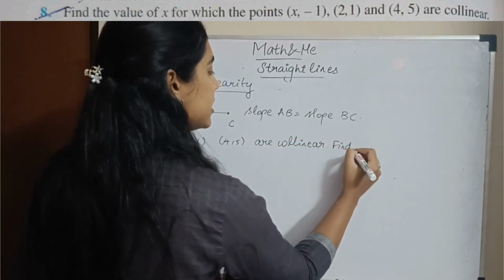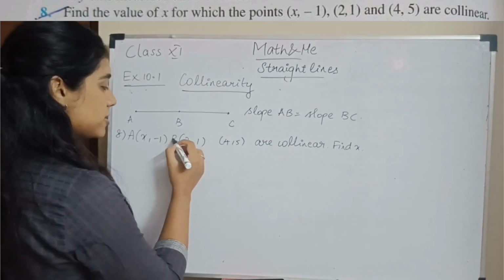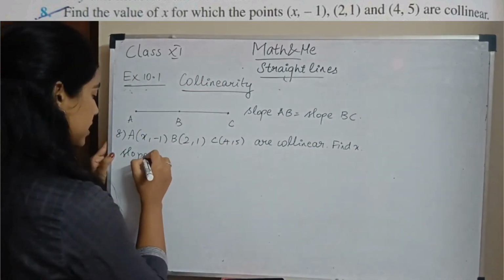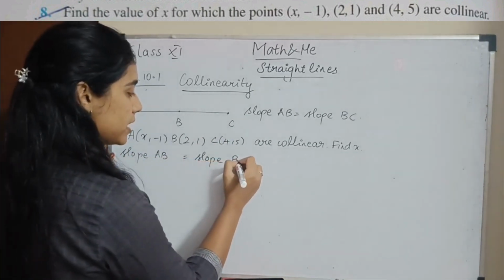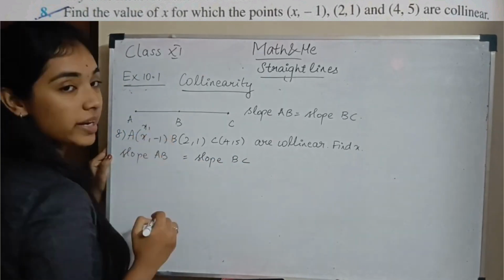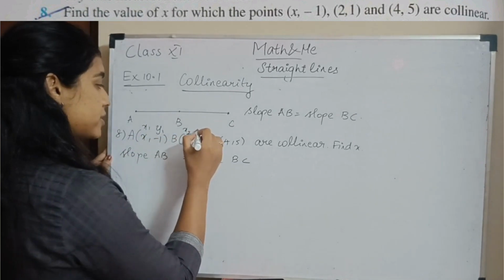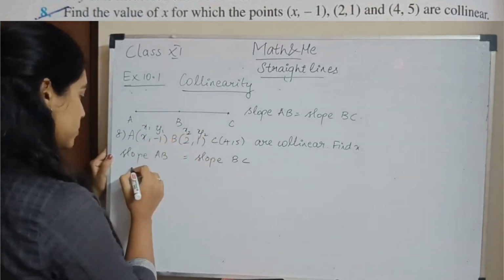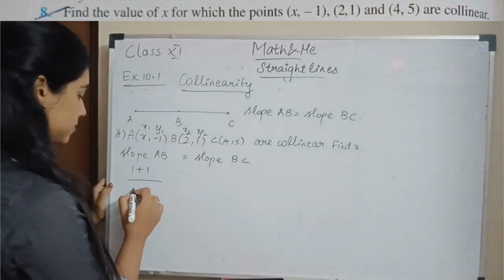Find x. So what does that mean? Let us assume this is point A, this is point B, and this is point C. So slope AB equals slope BC. What is slope AB? It is y2 minus y1 divided by x2 minus x1. This is x2 and this is y2. So slope AB is y2 minus y1, so it is 1 plus 1 divided by x2 minus x1.